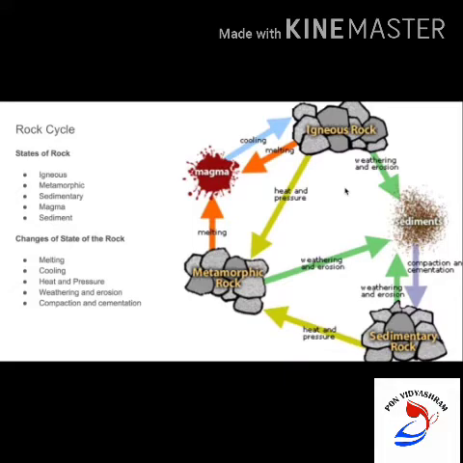The change of one type of rock into another type under certain conditions in a cyclic manner is known as the rock cycle. The rock cycle has neither a beginning nor an end. In this process, the matter of the earth's crust is not lost. The rock cycle operates in the following ways.